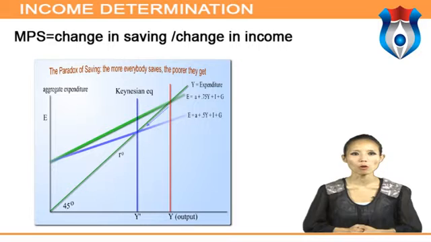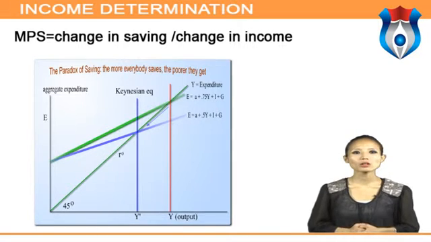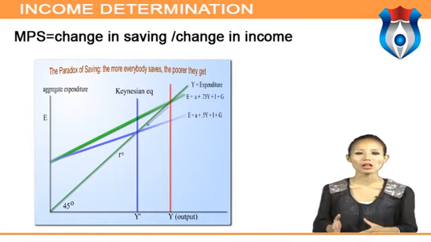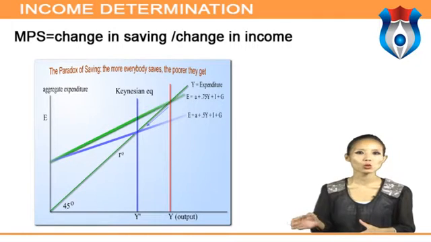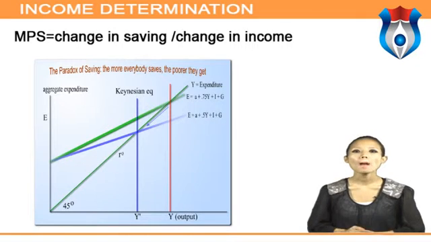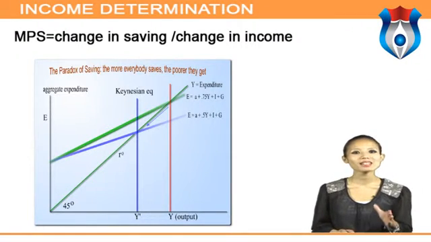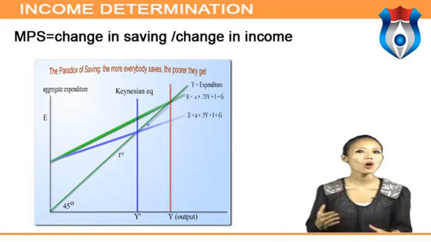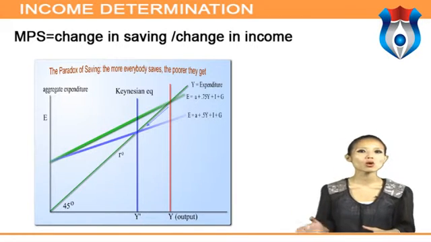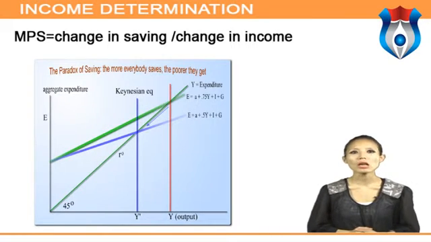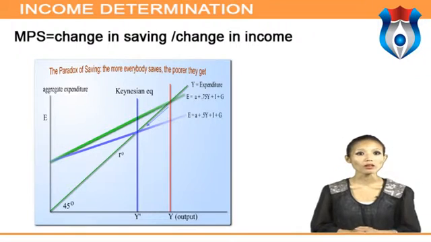The MPS formula. The standard formula for calculating marginal propensity to save is MPS = change in saving divided by change in income. This formula has a couple of interpretations. First, it quantifies induced saving, that is, how much of each extra dollar of income is used for saving. If income changes by $1, then saving changes by the value of the MPS.